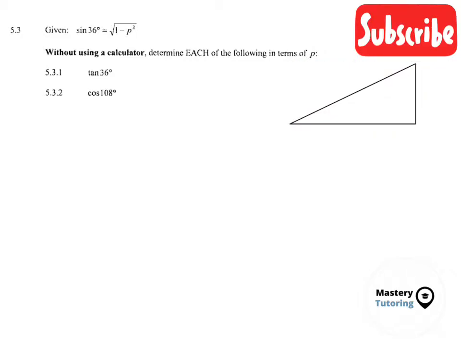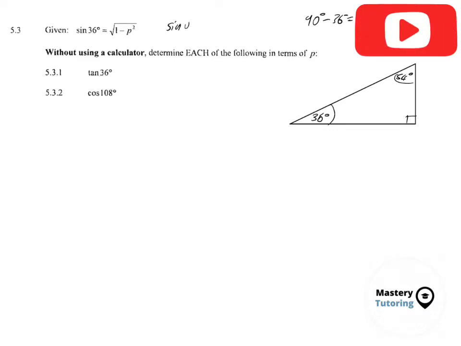Then I put in the values. I'll choose this to be 36 degrees and then 90. You know that 90 degrees minus 36 gives you 54 degrees, so this is going to be 54 degrees. Because it's sine, we know sine theta is opposite over hypotenuse. So in this case, standing from this angle, this is my opposite.